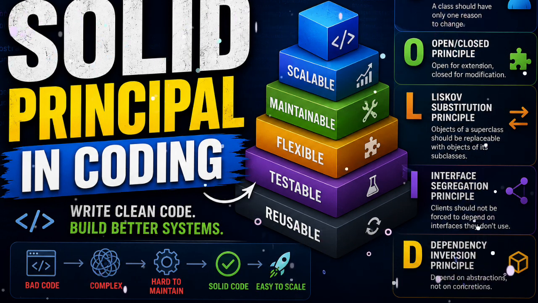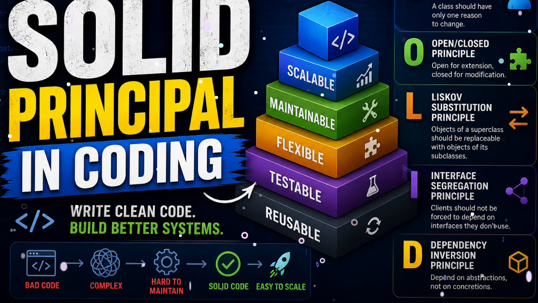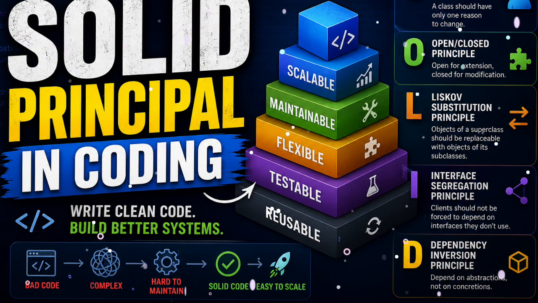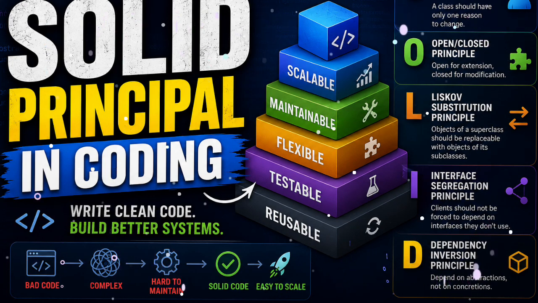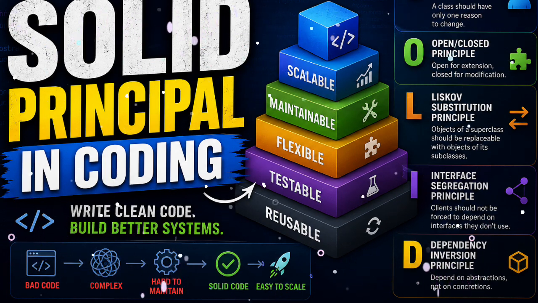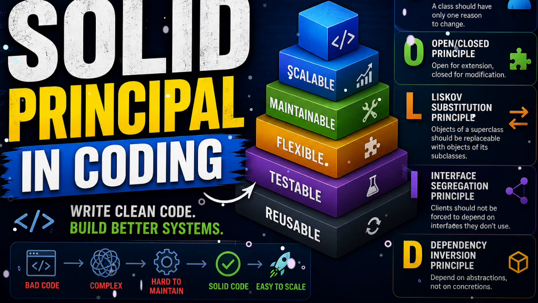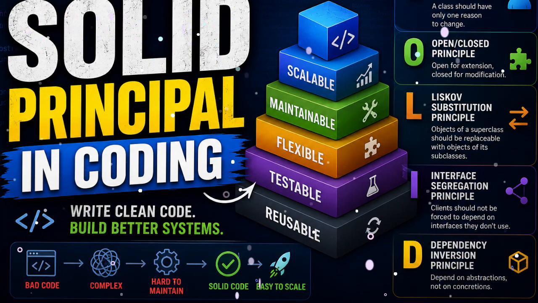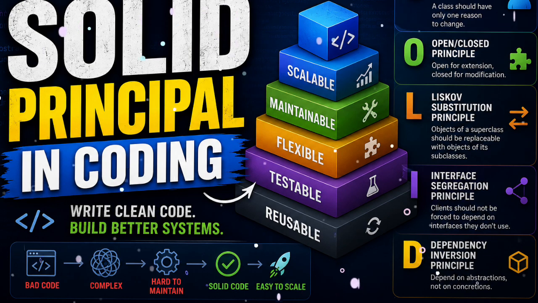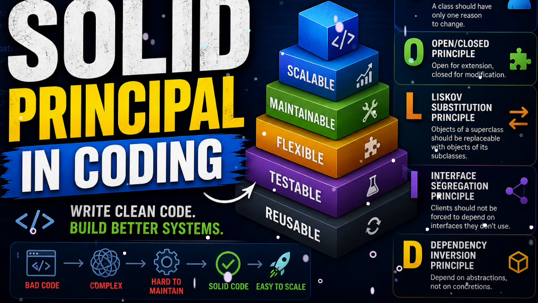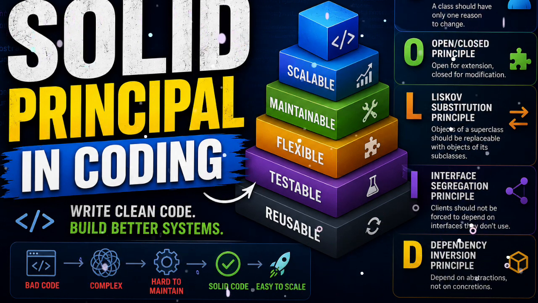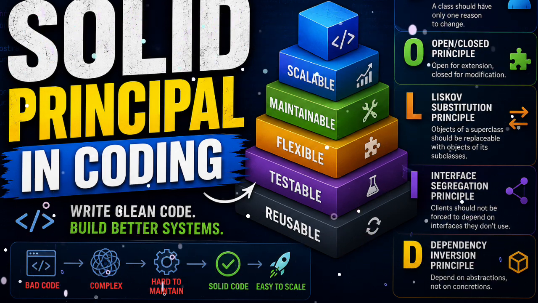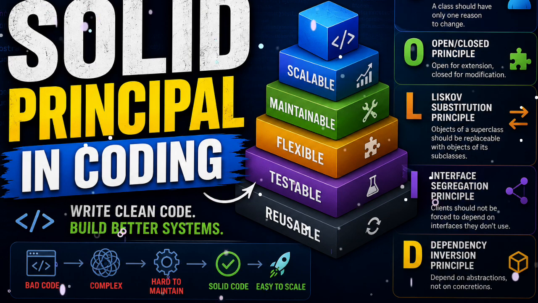Fourth principle, interface segregation principle. Interface segregation principle says a class should not be forced to implement methods it does not use. Let's understand with a printer example. Imagine we create one machine interface. It contains print function, scan function, fax function. Now we create an old printer class. The old printer can only print. It cannot scan. It cannot fax.